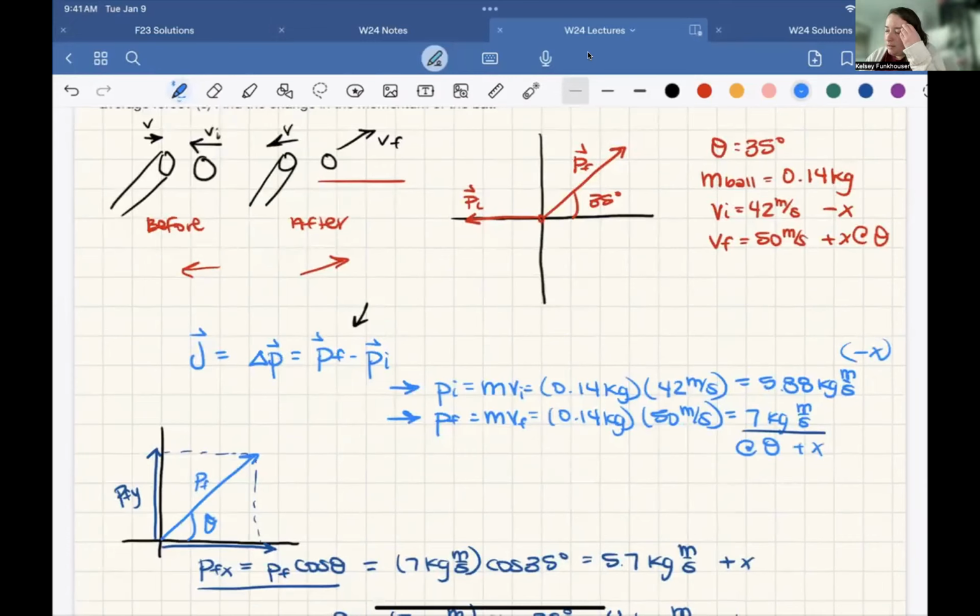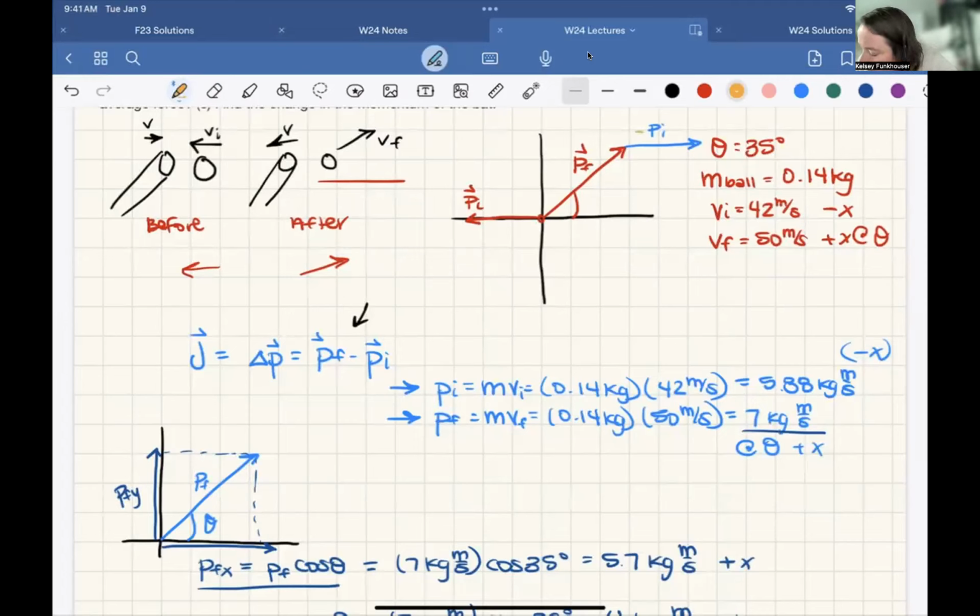And then we want to get the angle, but let's look really quickly at what this would look like. This is the initial momentum, and so this is p final minus p initial, which means p final plus negative p initial.